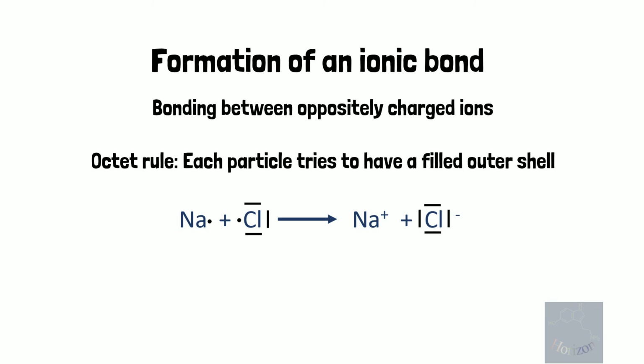When the chlorine then accepts this electron, it reaches a fully occupied outer shell with 8 valence electrons, which is why Cl-, also called chloride, is the more stable form. This creates a cation and an anion that attract each other.